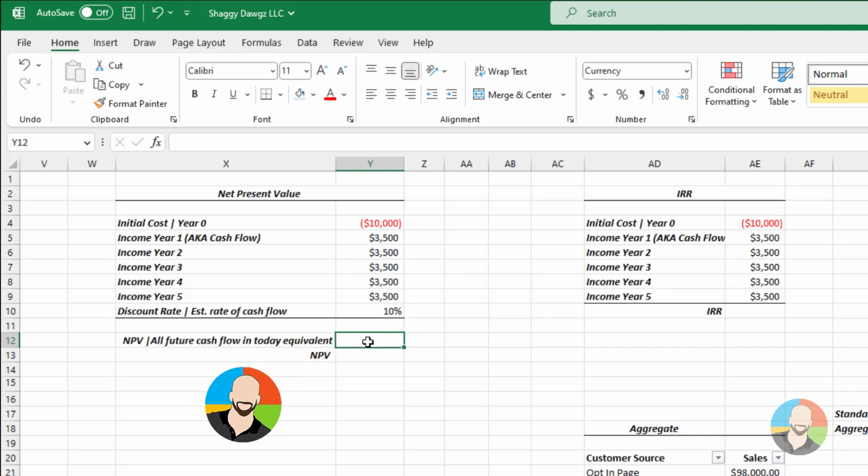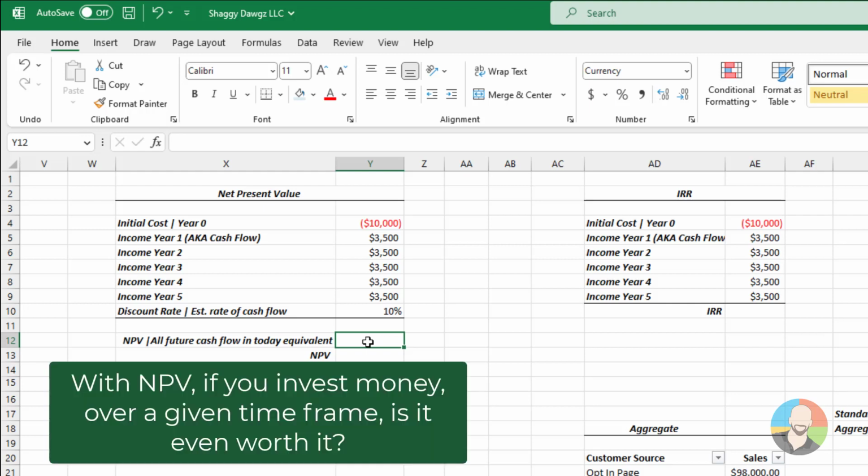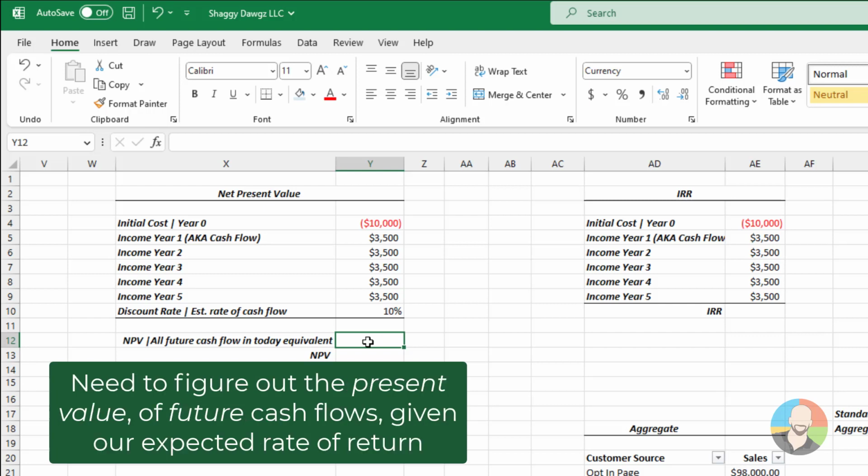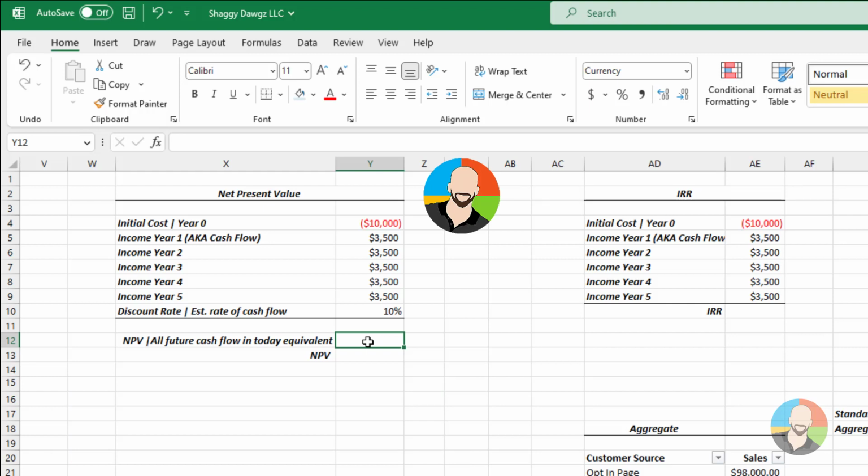Before we get too immersed in NPV, it makes more sense if we ask, why do we want to use it in the first place? On a very fundamental level, with NPV, we want to know if we invest money that generates income over a given time frame at an expected rate of return, is it even worth it? The way we figure that out is we have to calculate the present value for the future value of all our cash flows using our expected rate of return. Put another way, we have to look at our expected total return in today's money to see if it's even worth it in the first place.